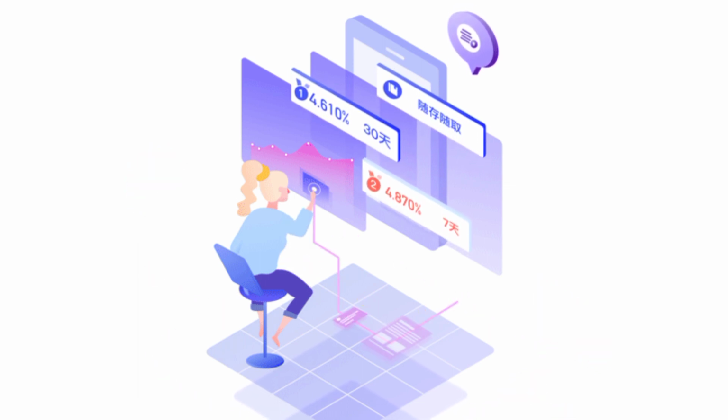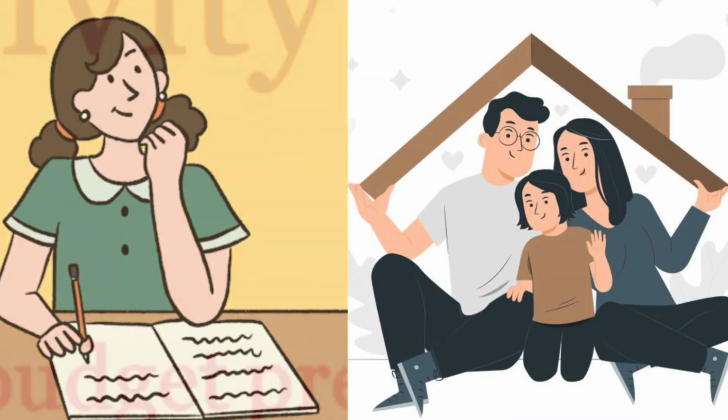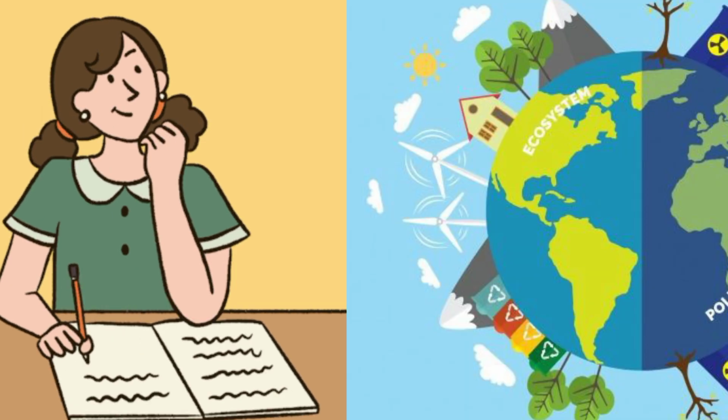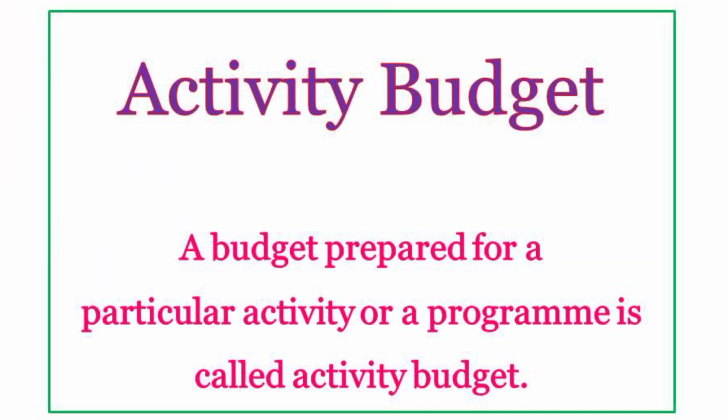The central and state governments have been implementing various programs for minimizing this economic disparity. Activity budget. Just like family budget, each and every organization or institution around us too have budgets. Likewise, activity budgets can also be prepared. A budget prepared for a particular activity or a program is called activity budget.